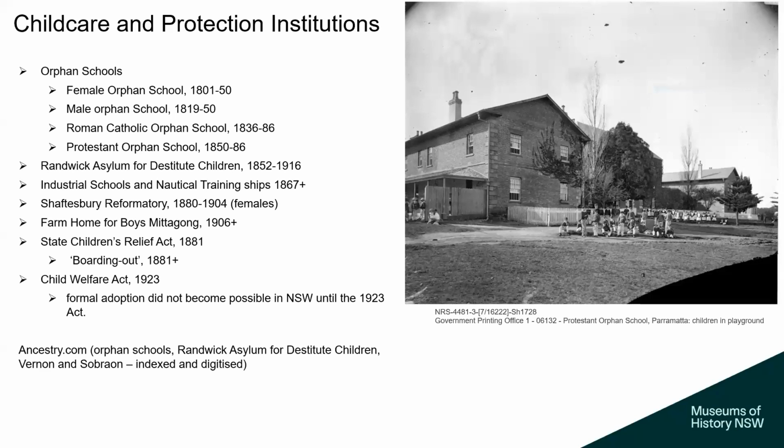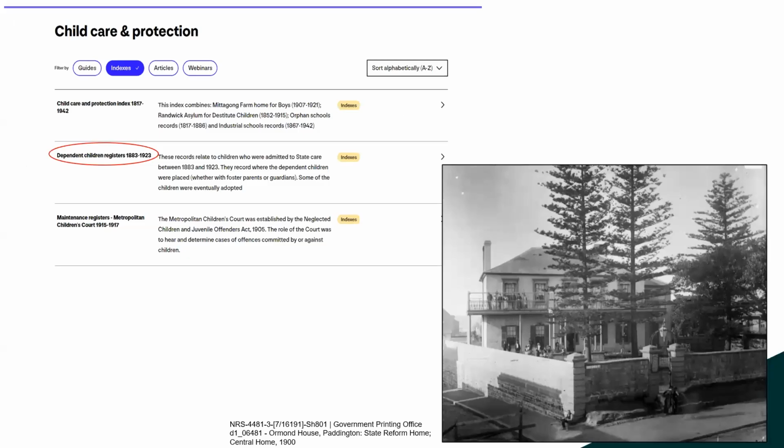Now, a number of the records, particularly the early ones and the Randwick Asylum for Destitute Children, have been indexed and digitised and made available on Ancestry. Now, Ancestry is freely available to access in our reading room. Looking at the indexes we have available, we have the main Childcare and Protection Index, 1817 to 1942, which indexes a number of those records that I just mentioned.